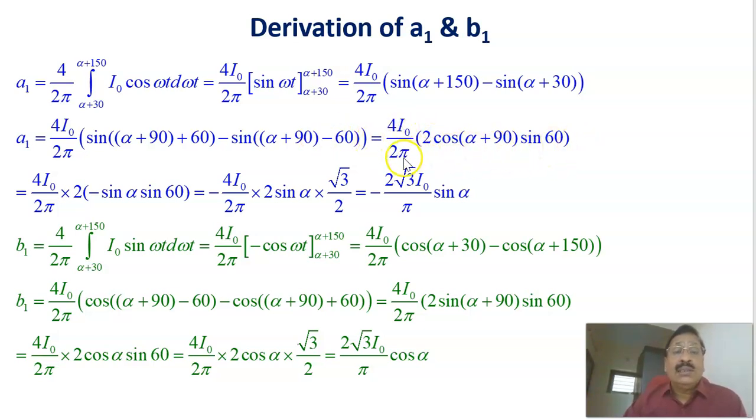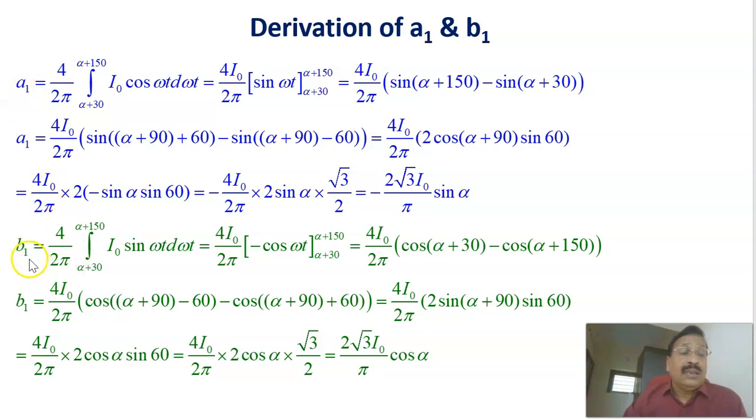Therefore, 4 I naught divided by 2 pi into 2 cos(alpha plus 90) into sin 60. Substituting, cos(alpha plus 90) is equal to minus sin alpha. We get minus 4 I naught divided by 2 pi, 2 sin alpha into root 3 by 2, or minus 2 root 3 I naught divided by pi into sin alpha. This is the Fourier constant A1.